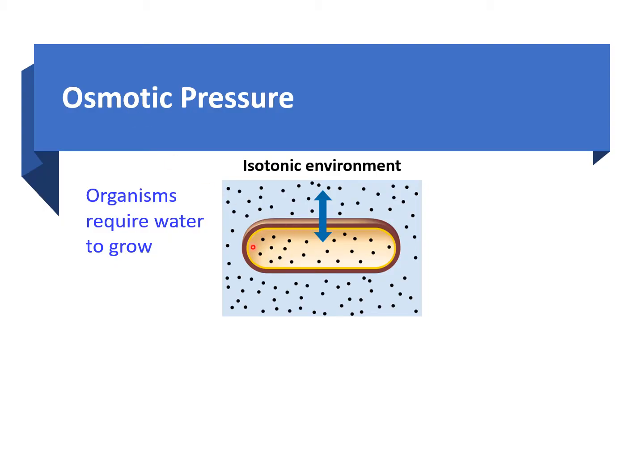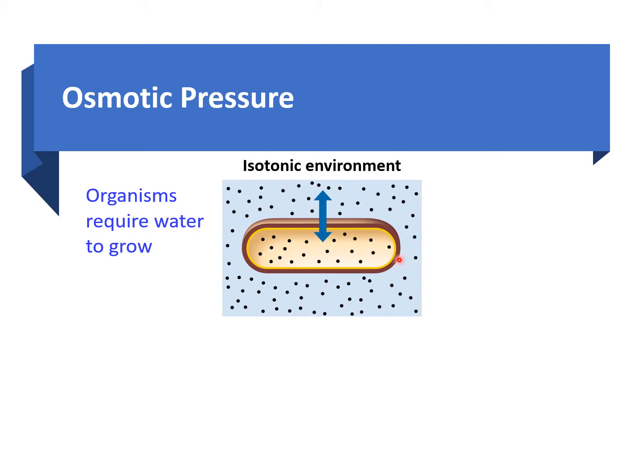Now here's an image of a bacteria cell. Here's the cell wall represented by that brown layer right here. And then of course here's the plasma membrane represented by that yellow membrane on the inside. Now bacteria require water for survival. And so therefore water is going to have to make its way into and out of that bacteria cell.